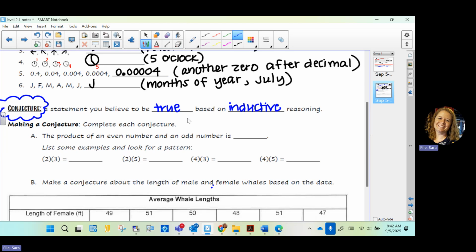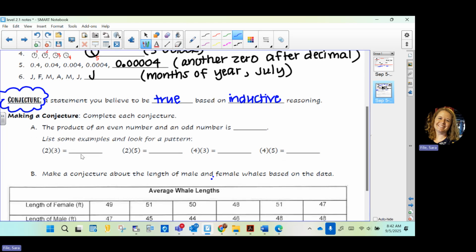So making a conjecture, okay, we're going to complete these. We're going to make a conjecture. The product of an even number and an odd number is blank. Now, if you don't know this, that's okay. Let's complete the conjecture using inductive reasoning. Let's look at some examples and see if we can recognize a pattern.